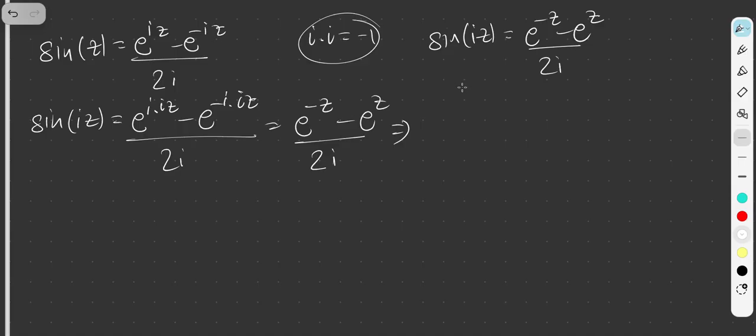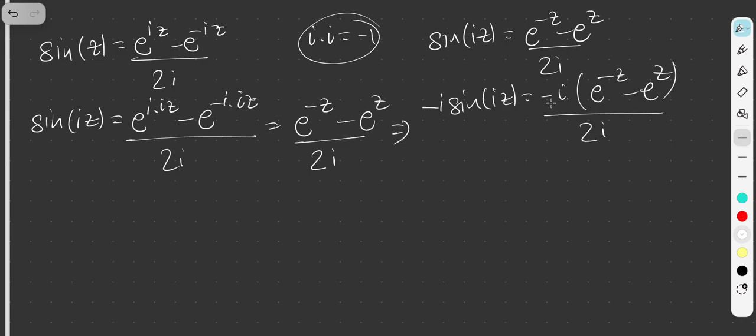I'm just going to multiply both sides by minus i. So minus i times sine of iz equals minus i times e to the minus z minus e to the z over 2i. The i cancels out, and this negative will be multiplied into the parenthesis. So we have minus i times sine of iz equals e to the z minus e to the minus z over 2.